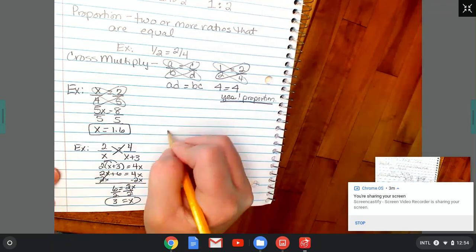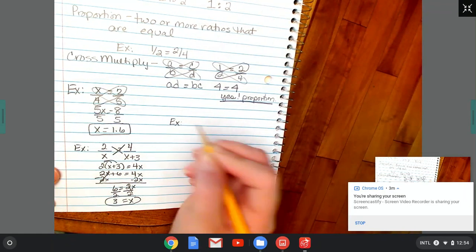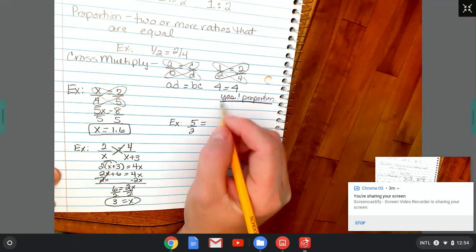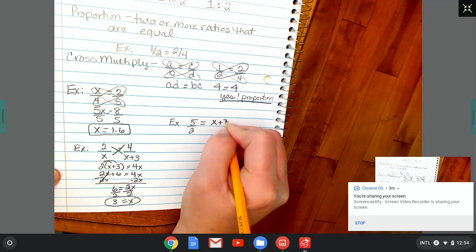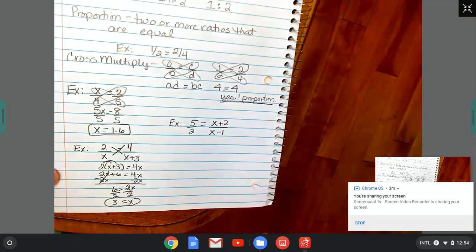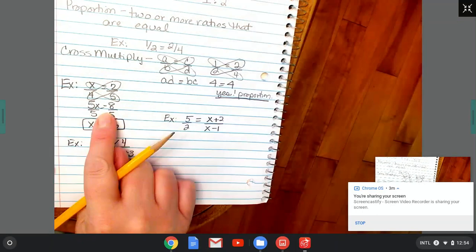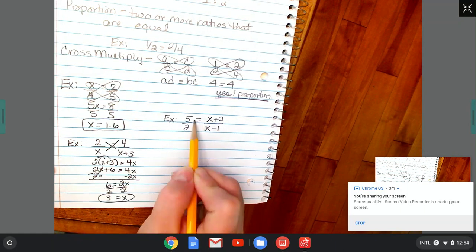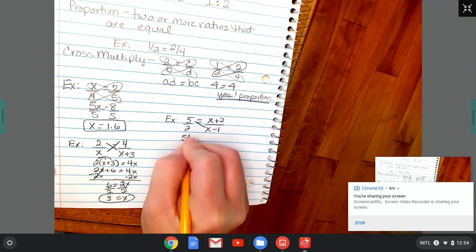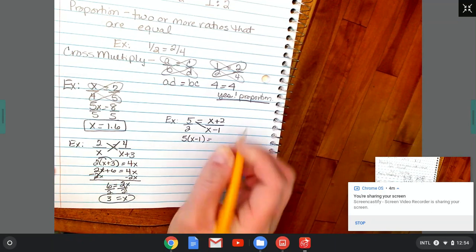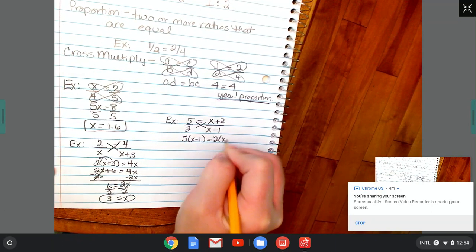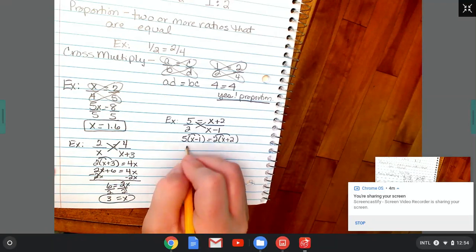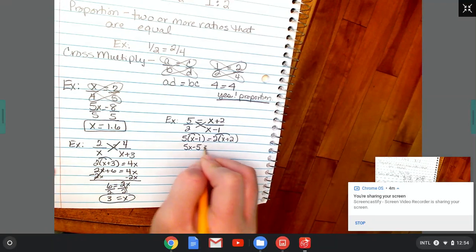Okay, so one more example like that. Sometimes you have to distribute in two places. So we'll look at an example of that. Here we didn't have to distribute. Here we distributed once. And then here we're going to have to distribute. 5 times x minus 1. 2 times x plus 2. And then we distribute: 5x minus 5.